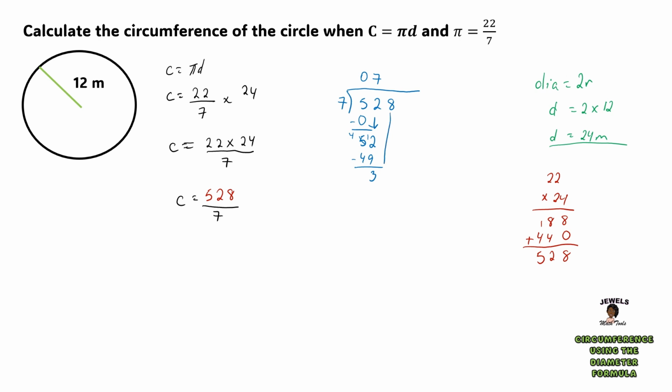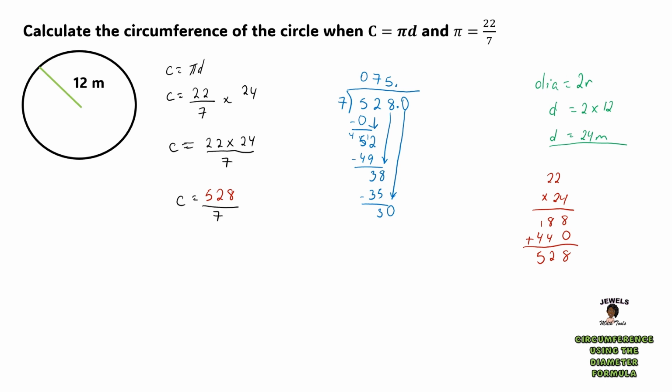We'll bring down our 8, changing 3 into 38. 7 divides into 38 5 times. 5 times 7 is equal to 35. When 38 subtracts 35, we have a difference of 3. At this point, now that we've divided into all of the numbers in our numerator, remember this is where we add in our decimal point behind our quotient. We're going to now add in the 0, bring down that 0, changing our 3 into 30.